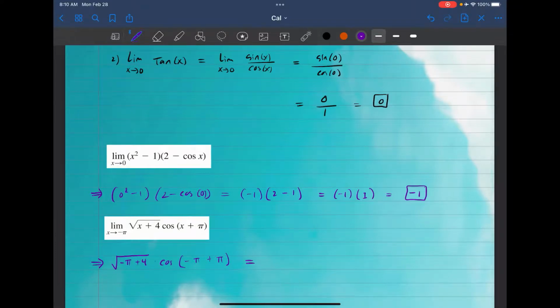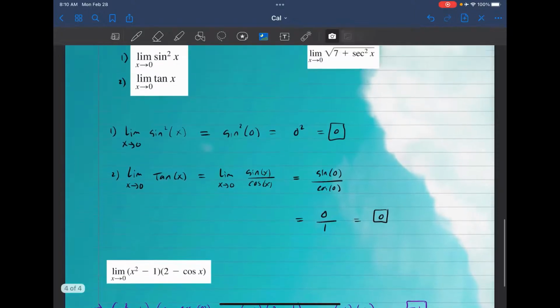Well, we know the square root expression, I can just write it as 4 minus pi, just to write the positive number first, times, now pi and negative pi, well, that's just 0. So that is cosine of 0. And we know cosine of 0 is 1. So all of this is simply 4 minus pi. And pi is about 3.14 and some decimal. So this is a positive quantity. So this is good. That will be the limit of this function.